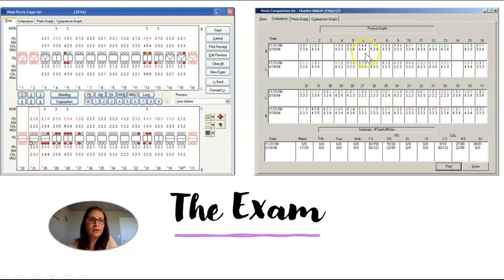Or, Mr. Abbott, we noticed that on this tooth right here, in this area, it was a pocket depth of 4 back in '04. Four years later, when you came back in, it's now a 5. So we need to make sure that you're really focusing a little bit more as you're brushing and flossing on this particular area or this particular tooth.